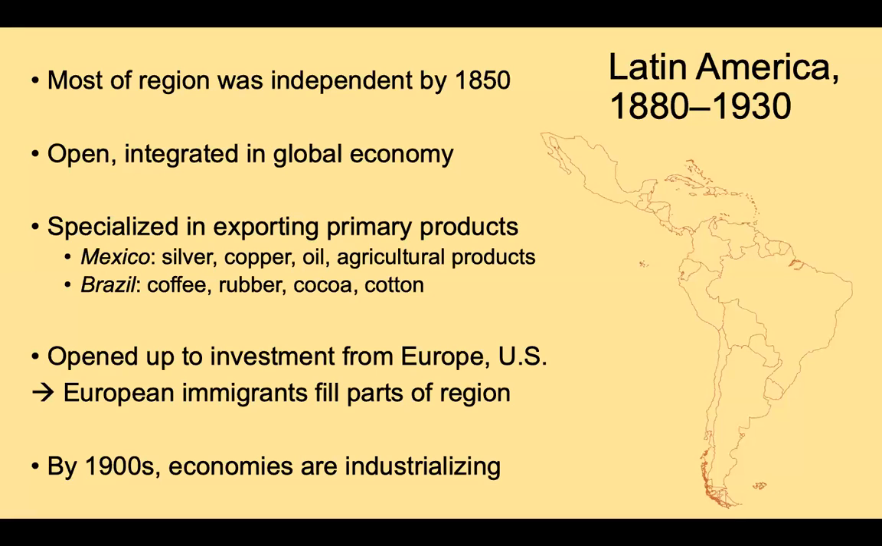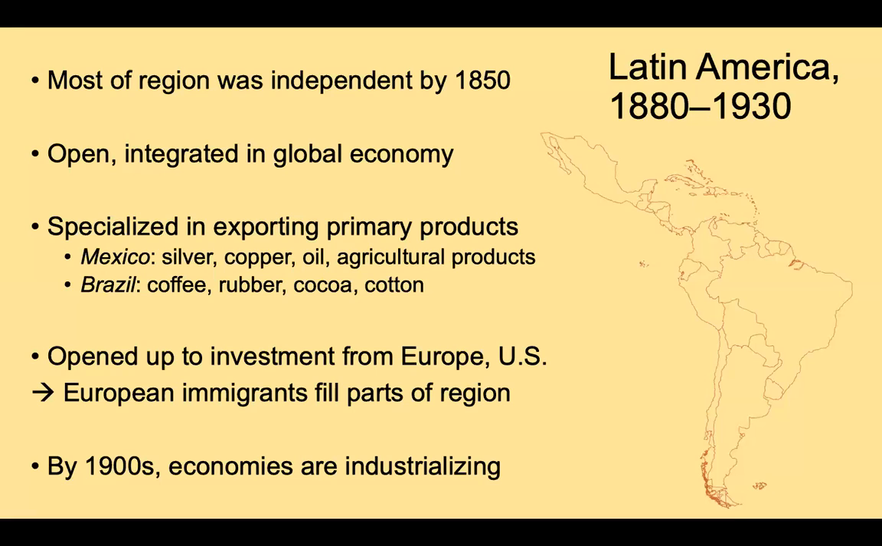It was a long period of chaos and disorder as those Latin American countries began to organize themselves and establish states in political institutions, and as they began to consolidate central institutions and state institutions, they began to integrate the economy in the global economy. And in particular, the Latin American countries specialized in exporting primary products like coffee and rubber, cocoa, cotton, silver, copper, oil, agricultural products, wood, you name it.